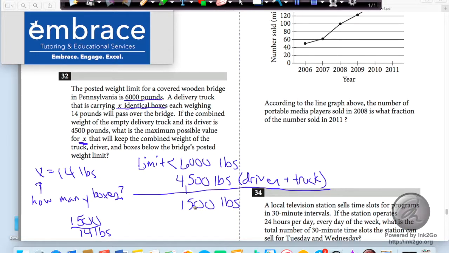I have 1,500 pounds to work with. I'm going to divide it by 14 to figure out how many boxes can actually fit in this truck. And what I'm going to end up getting when I plug this into my calculator is 107.1. Now, notice I have a 0.1 here. However, I don't really want to include this 0.1. So I'm trying to think of things in terms of a whole box, right? A complete box. I can't have half a box, so to speak. So I'm looking for complete boxes. So in this case, I'm going to round down, and I'm going to have 107 be my total.